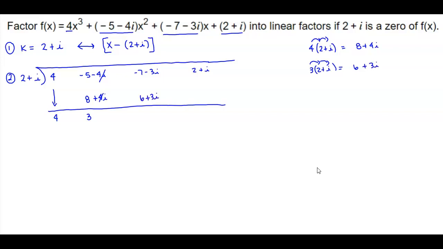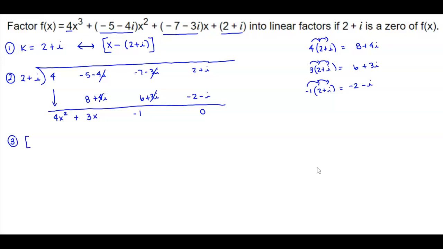So now we get 6 plus 3i. Negative 7 plus 6 is negative 1, and negative 3i plus 3i gives us 0. Now we take negative 1 and multiply that by 2 plus i. Negative 1 times 2 is negative 2, and negative 1 times i is negative i. So we get negative 2 minus i, and when we add those together, we get a remainder of 0. So what does that tell us? This is 4x cubed, so this becomes 4x squared, and then plus 3x minus 1.